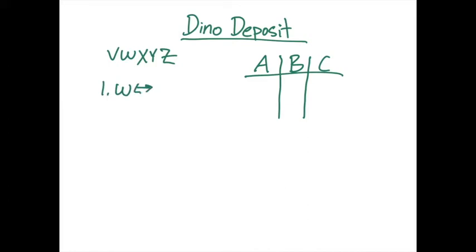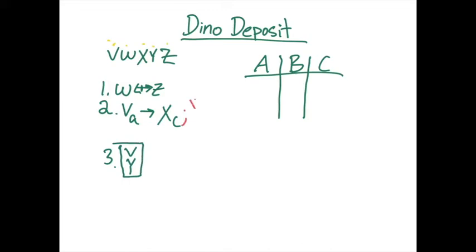Our first rule is that W and Z are not going to go into the same museum. Then we're told that if V goes in Museum A, X will go in Museum C. And then we're told that V and Y must go into the exact same museum, so they're going to go in a box because they're going to go into the same museum.